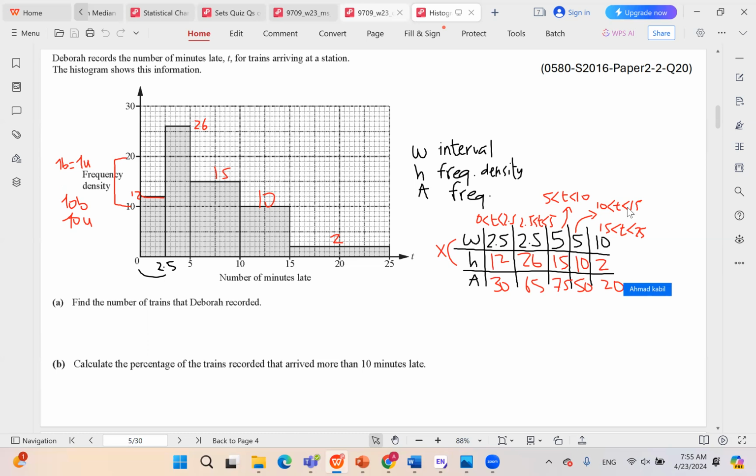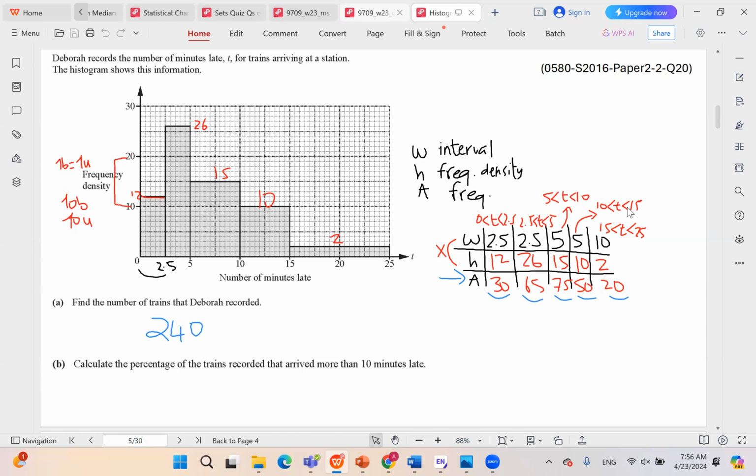We said that the area represents the frequency. So to get the number of trains that she recorded, you would simply have to add up all the frequencies, or the areas in another sense of speaking. So we would just add up these 5 values, and this would give us the total frequency. So 30 plus 65 plus 75 plus 50 plus 20. This gives us 240. So the number of trains she recorded will be 240.